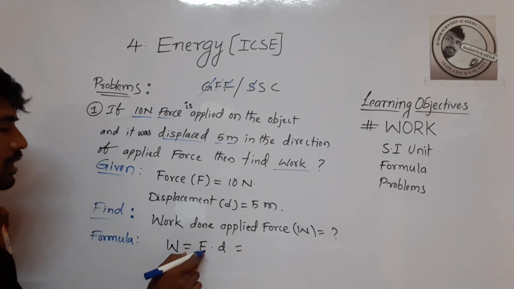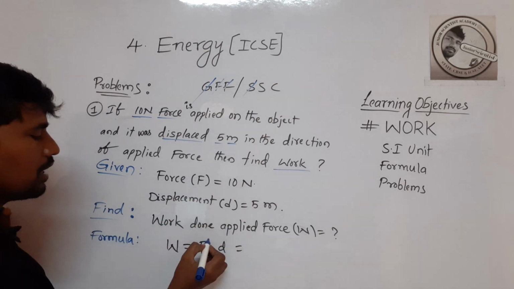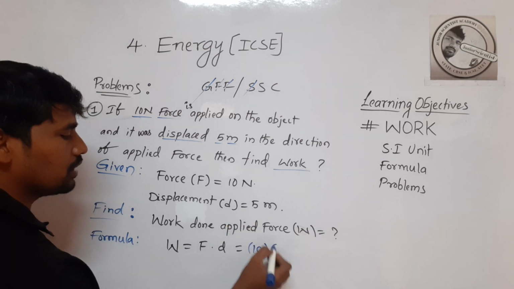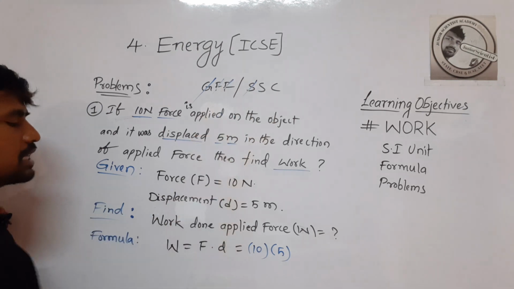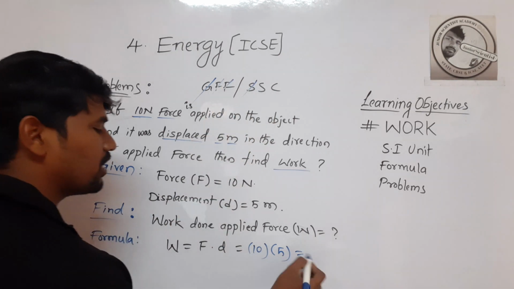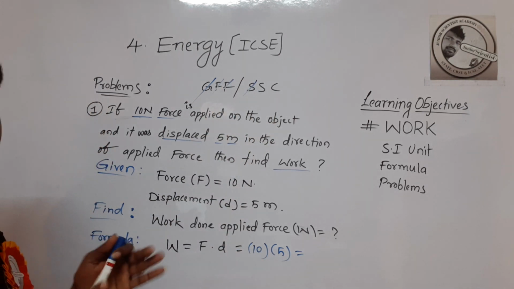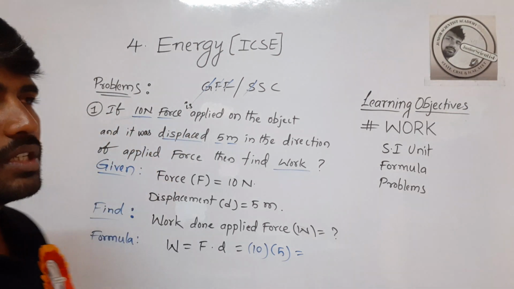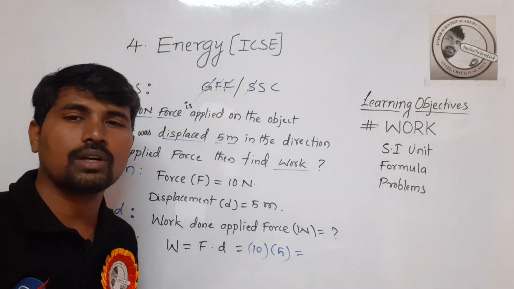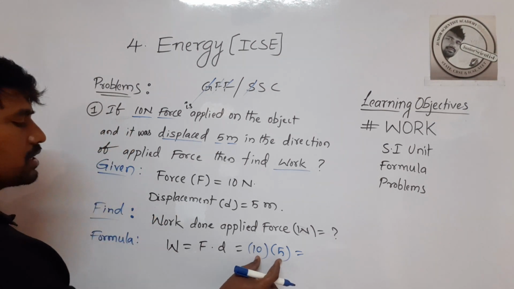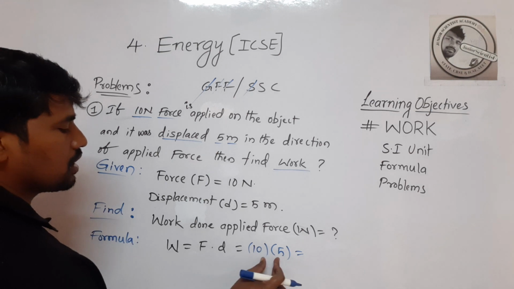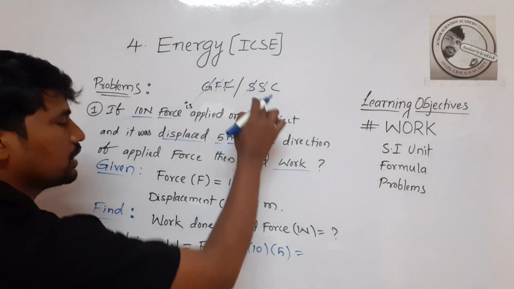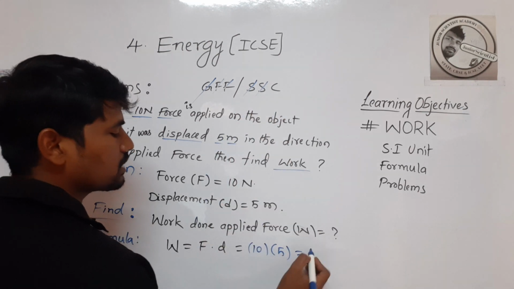Next, S means substitution. Here F and D are given. Instead of F we are substituting 10, instead of D we are substituting 5. So this is nothing but substitution skill. Next, simplification skill means you are performing arithmetic operations: addition, subtraction, multiplication, division, square root, whatever it may be. Problem solving skill is nothing but simplification. 10 into 5 is 50.